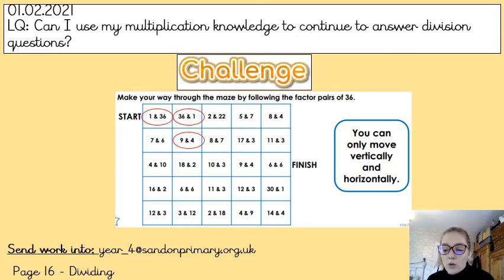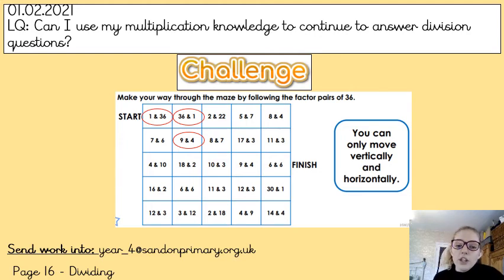So if you know that you're one of the children that I said, just check your question on factor pairs, please can you have a go at this challenge, because I want to see that you can recognise what factor pairs are. Okay, so my example was of 36 last week, so I've used 36 again because we are familiar with the number 36 and factor pairs. Now you can only move vertically or horizontally to get to the finish line. So I'm going to show you and explain very quickly why I've circled the ones in red.